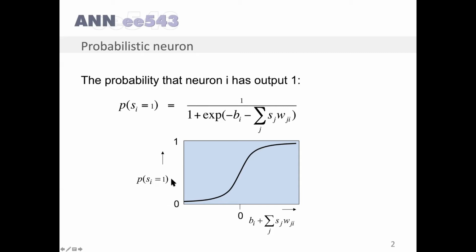So if the activation is negative large, in that case, probability approaches to 0. So the probability of having 1 is that for very large negative activation values, it is close to 0. And as activation approaches to 0, it has value 1 over 2. And as activation goes to infinity, the value of the probability, the output being 1, approaches to 1.